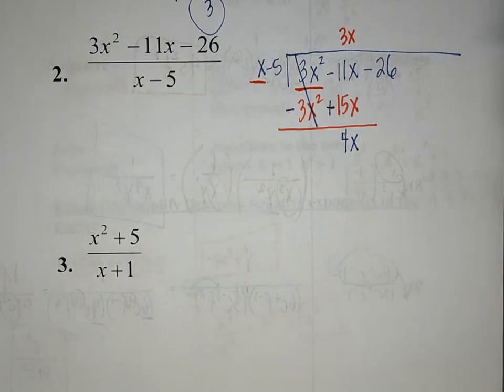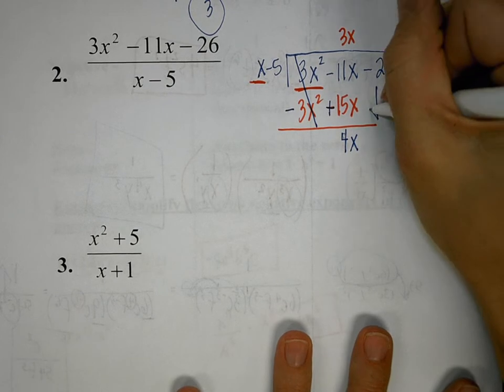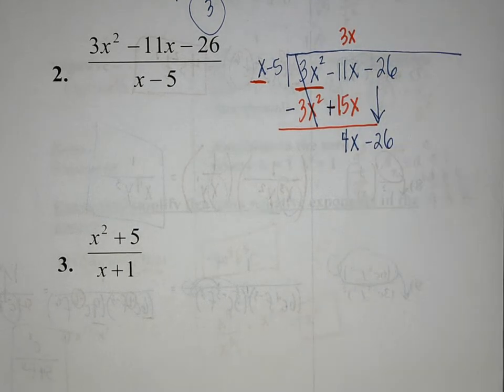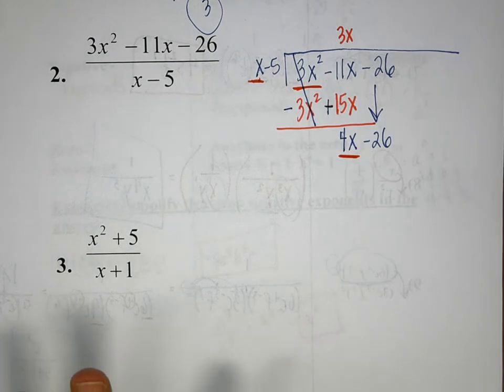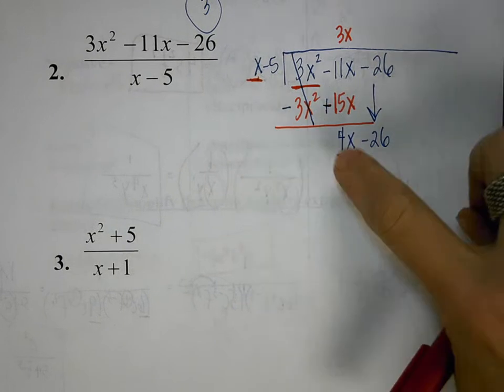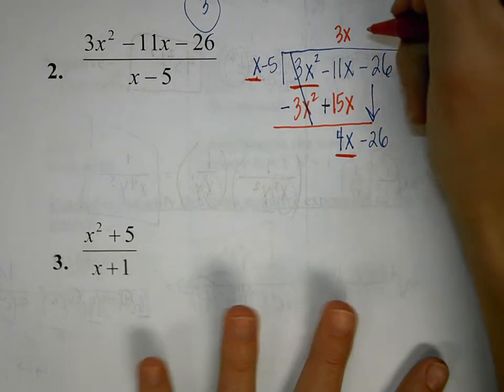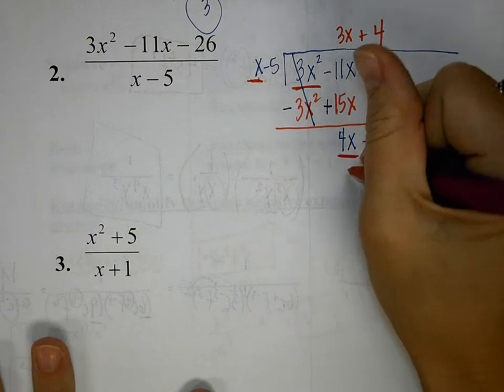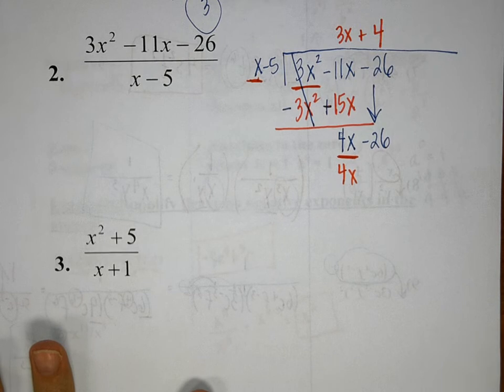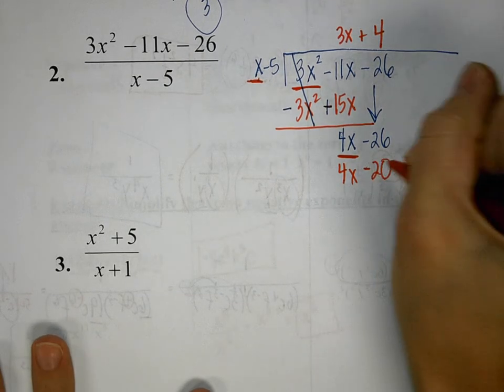And what is my next step? Bring down the negative 26. Okay, so now what am I looking at? Your first terms. Good. You're looking at x and 4x. So what times x will make 4x? Positive 4. So now what do I do with that positive 4? 4 times x, which is 4x, and 4 times negative 5 is negative 20.